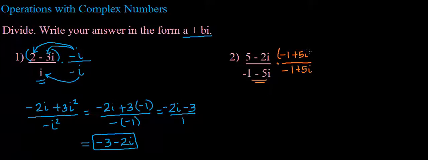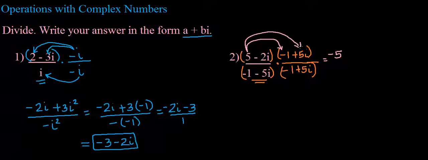In this case, I'm going to have to use FOIL because I have 2 terms times 2 terms. So I'm going to have to do FOIL twice, in the numerator and in the denominator. Let's go ahead. I'm going to start with 5 times negative 1. That's going to give you negative 5. And then I'm going to do 5 times 5i. That's going to give you positive 25i.